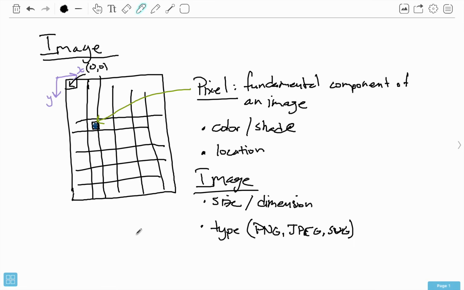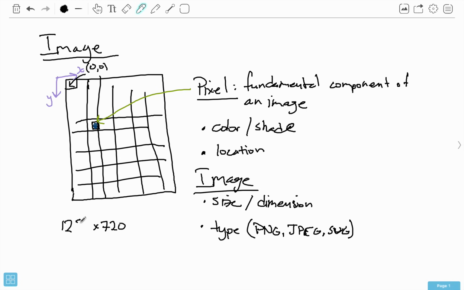So what I mean by size and dimension is sometimes we can encounter images, and when you open it up, they'll say something like, oh, this image is 1280 by 720. That's a common image size. Oops, it should be 720. And let me see if I can make this look a little better for you here.